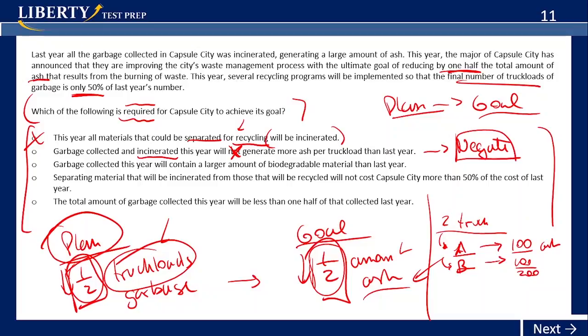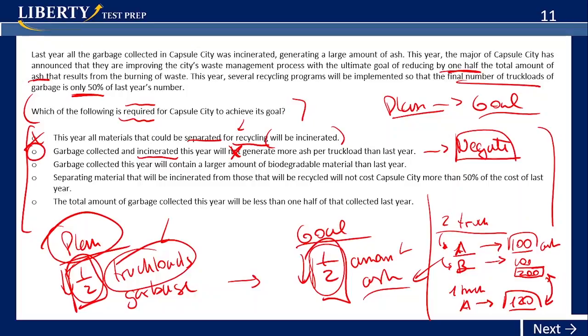Now they're planning to reduce that to 1/2. So now you have only 1 truck, and they want to reduce the amount of ash by 1/2, to 100. But now you have only 1 truck, and that truck generates more ash than last year. It doesn't generate 100, let's say it generates 120. So in the end, you won't have reduced by 1/2 the amount of ash. So letter B is our answer. Beautiful. You see how the GMAT works.